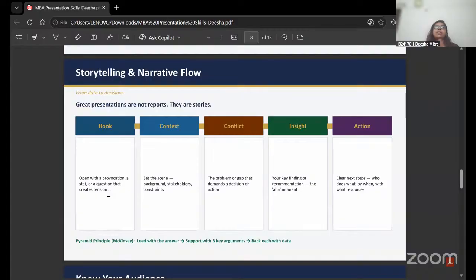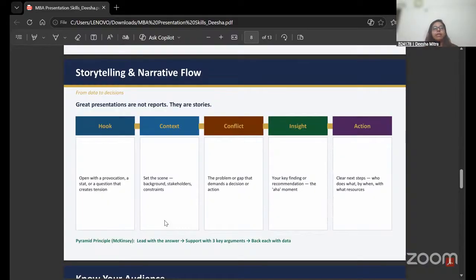Just say that, okay, XXYY thing needs to be done. You give that answer and then you start supporting your answer. And then you go ahead with the entire process of talking about the context. Then you start supporting it through some key arguments. And then you back each argument with some sort of data or evidence, like we discussed earlier.